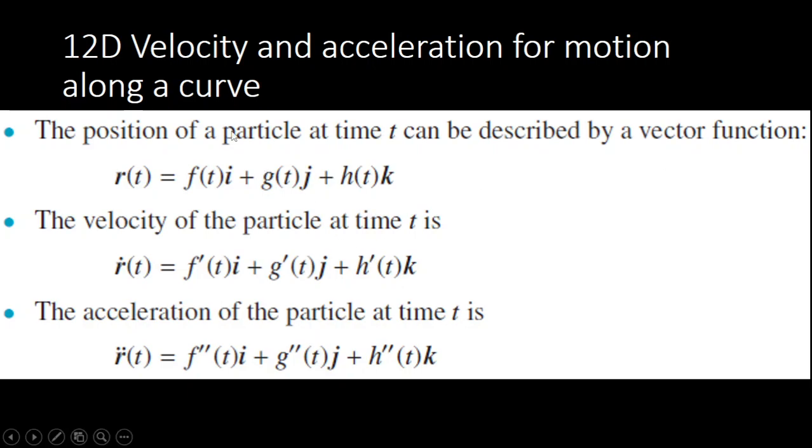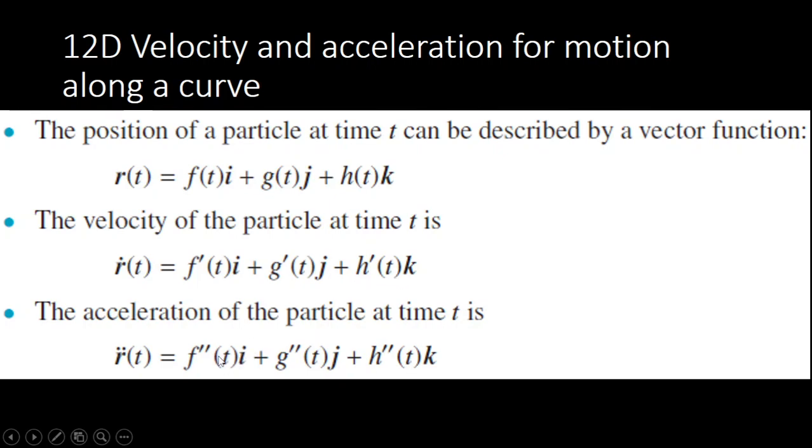All right, let's finish chapter 12 with 12D, which will focus on velocity and acceleration along a curve. The position of a particle is a vector function, and so will the velocity and the acceleration. Being a time vector function, to determine the velocity, you would differentiate the respective components, and you will do the same with the acceleration.